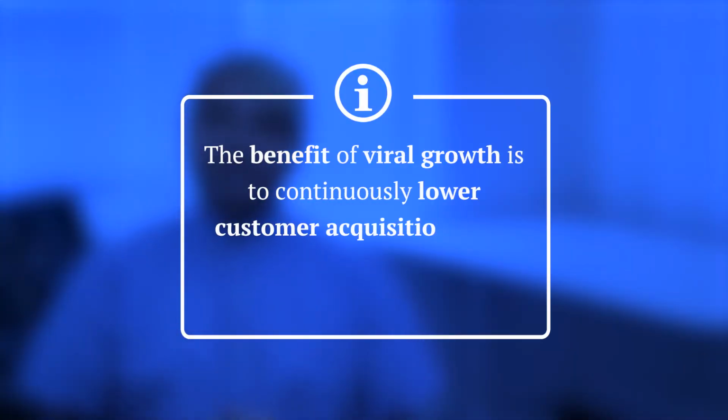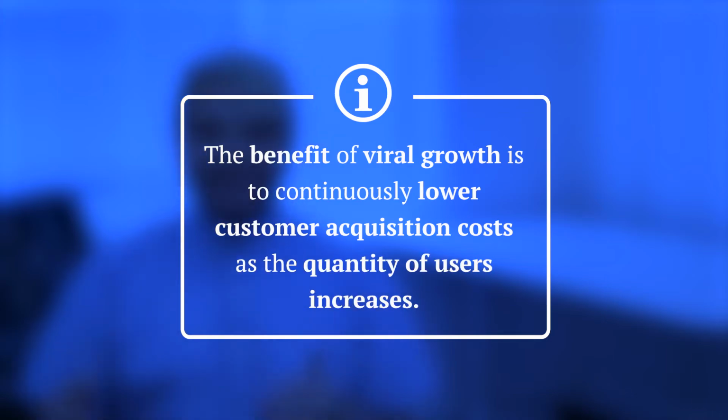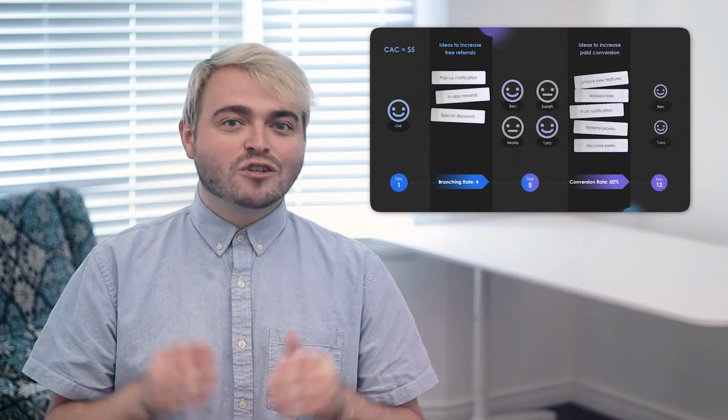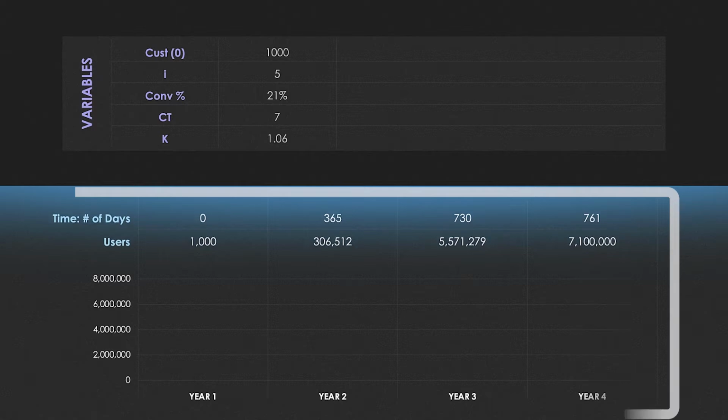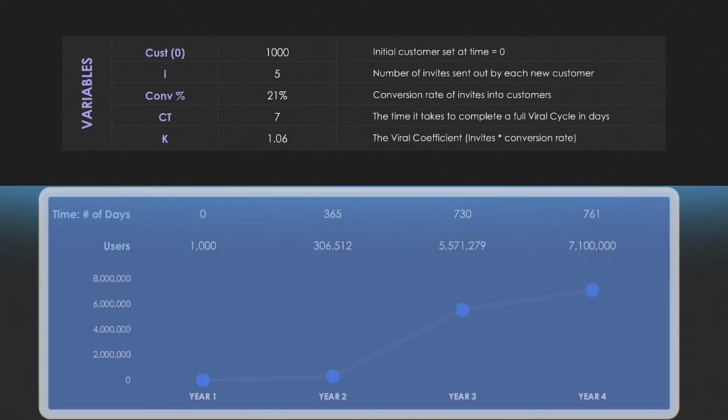The benefit of viral growth is to continuously lower customer acquisition costs as the quantity of users increases. This tool is a great reminder to proactively develop new features to raise conversion and branching rates. To tabularize this info, this line graph timeline slide tracks the user growth across time.